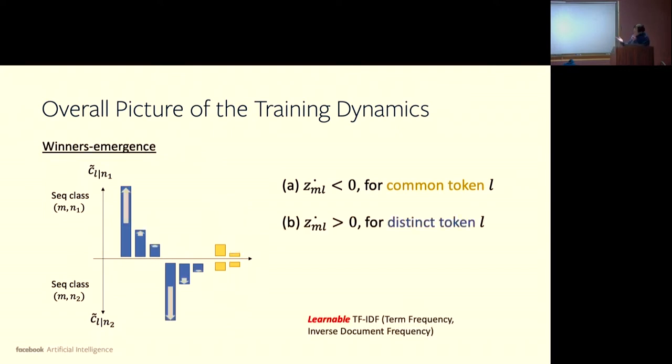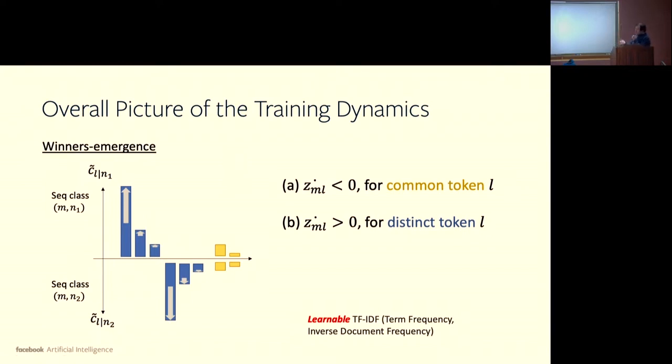On the other hand, you can show that for distinct tokens, their corresponding Z, which is the attention logits, will grow over time. This figure shows how it grows. For all these distinct tokens, their attention score will go up, and this increase will also make the final C theta go up as well. From these two observations, you can see the attention mechanism is like a learnable TF-IDF.